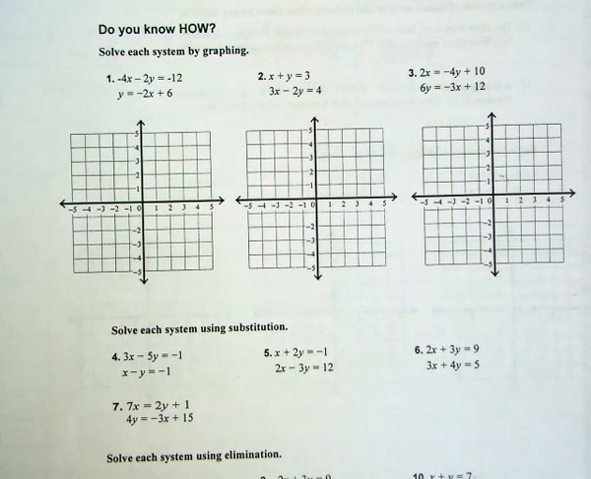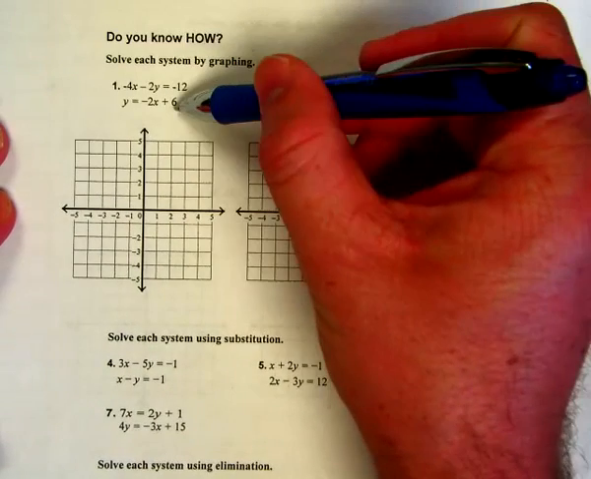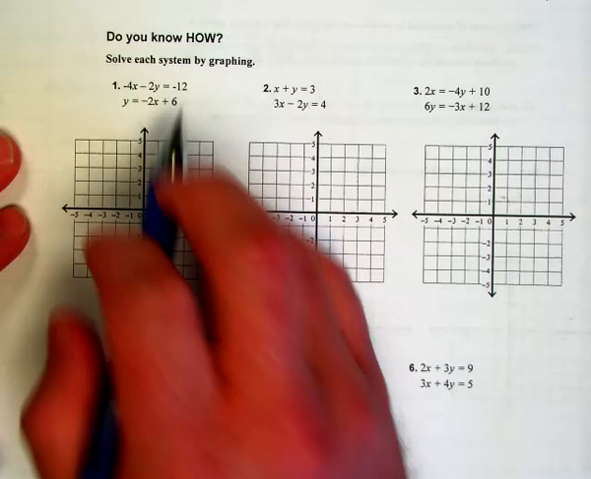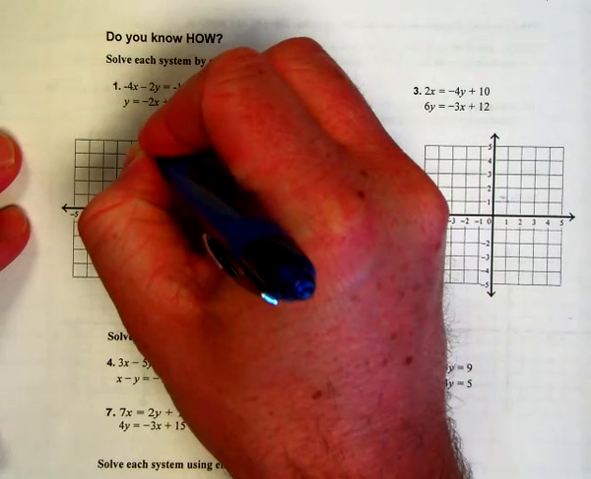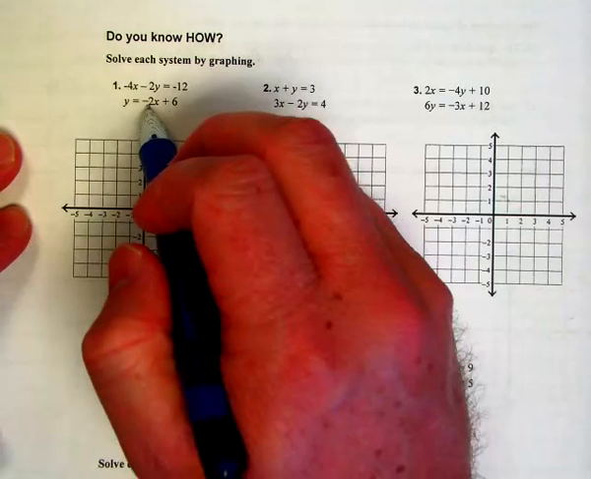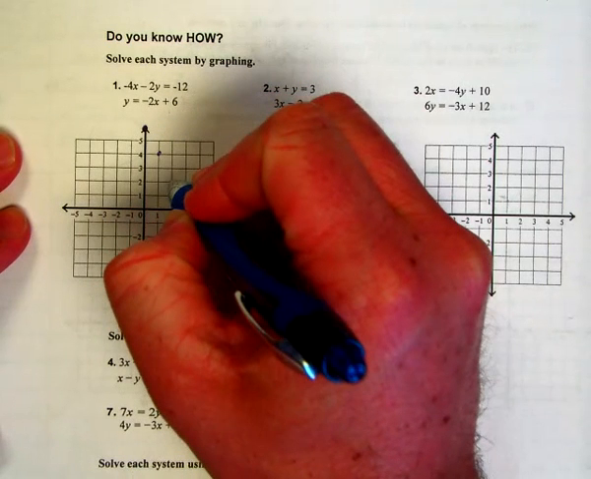Question number 1 is asking you to graph a system of equations and then find the solution by looking at the graph. This second equation is already set up, so I'm going to go ahead and graph that right now. It starts at plus 6, which unfortunately is off the grid, but right there at the end of the arrow. The slope is negative 2, so I'm going to go down 2, right 1, down 2, right 1.